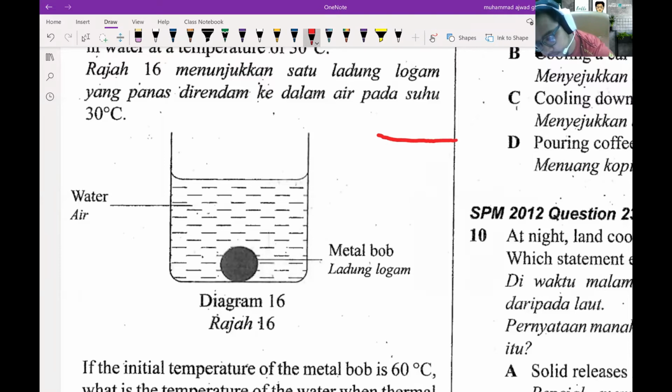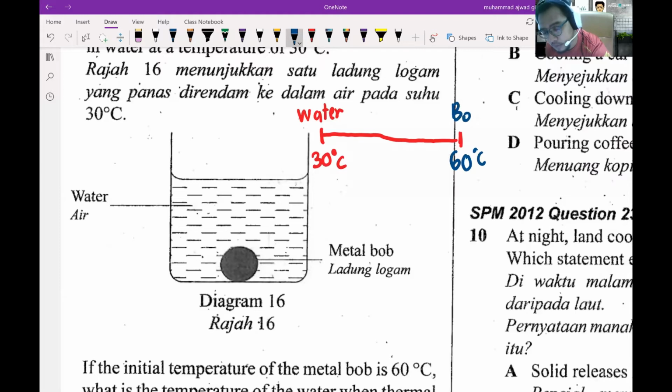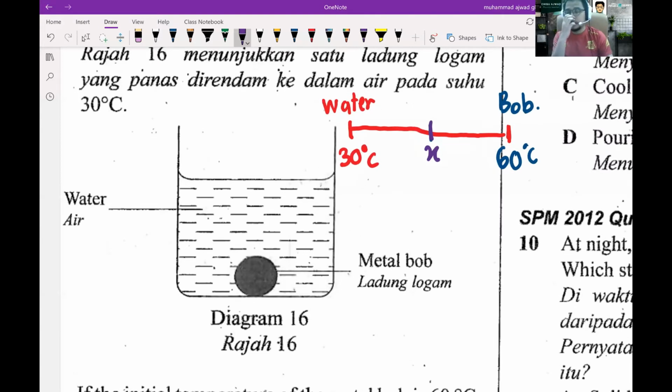Korang buat line to representing temperature. Okay, so suhu paling kecil is 30 degrees Celsius. And this is the temperature representing the water. And suhu paling panas is 60 degrees Celsius, which is temperature of the bulb. Okay, so the final temperature will be in between, tak tahu berapa. Okay, tak tahu berapa. So if, ni cikgu bincang terus kalau contoh trial.